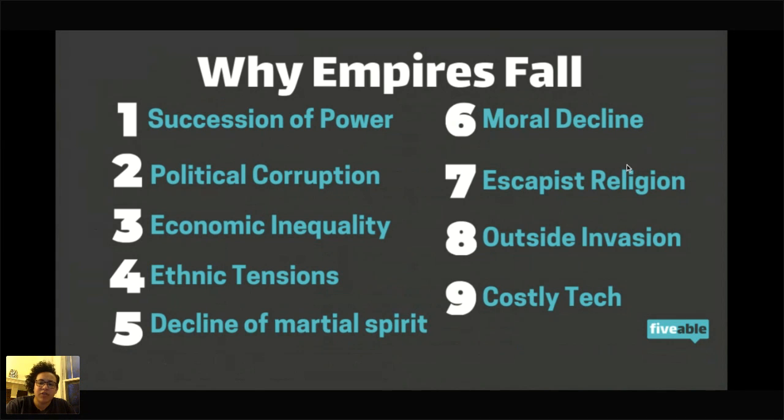Escapist religion is kind of interesting. It's not like all 9 of these have to be true, but these are the mix of reasons why empires fall. Escapist religion would be like, there's an argument that the rise of Christianity is part of why Rome fell, because people were more focused on their spiritual afterlife rather than their present life, right? Things get so bad in Rome that people are just like, whatever, I'm just going to focus on my afterlife, right? So I'm no longer worried about building and innovating or fighting for this world. I'm kind of focused on the second world. That's not good for your empire if people start doing that.